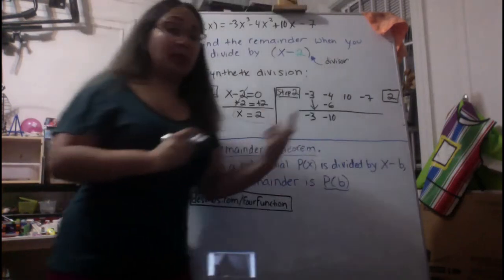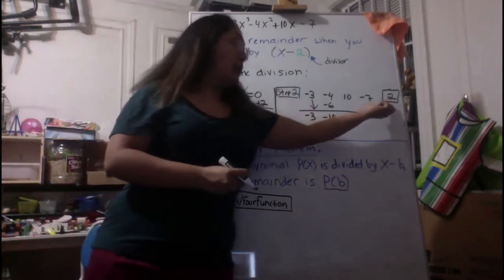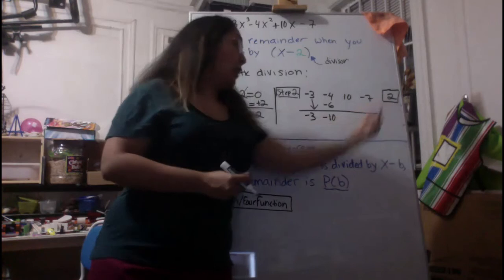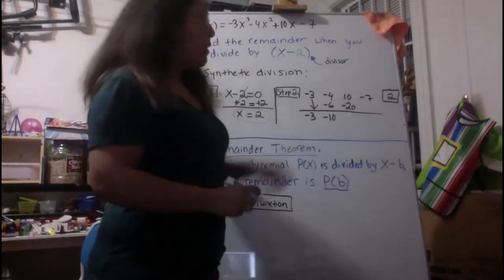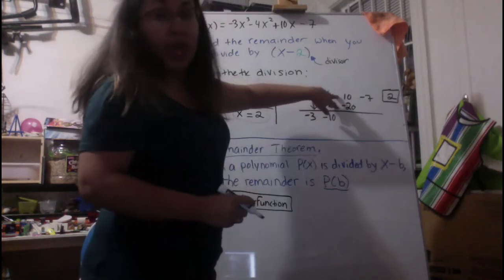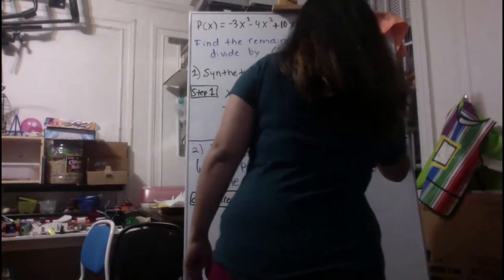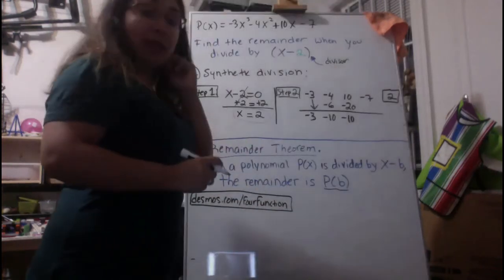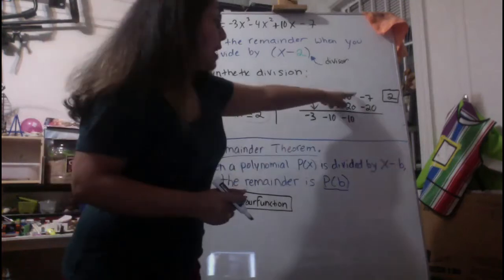And then we repeat the process again. The number underneath that line, you multiply by the number inside the box, and you get negative 20. And you put that right above the line. And then again, you're going to combine. You're going to add 10 plus negative 20. You get negative 10. And then we're going to repeat the process one more time. Negative 10 times the 2 there in the box is negative 20. And then again, you're going to combine by adding negative 7 plus negative 20.